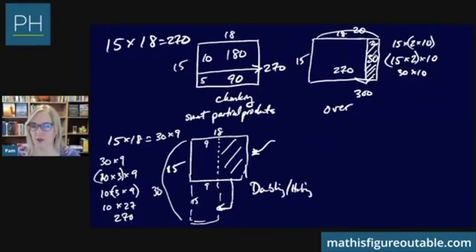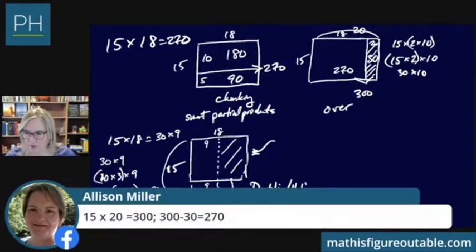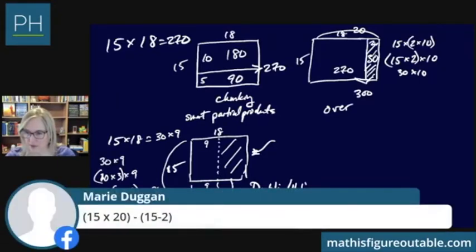Let me just take a look at what some other people are putting up here. Lots of people are talking about how we can think about 5 times 18 using 5 as half a 10. Brilliant strategy. I see several people using the over strategy. Very nice. So here's another example of the over strategy. Here's another example of the over strategy.